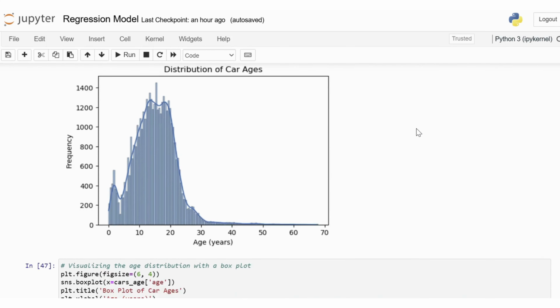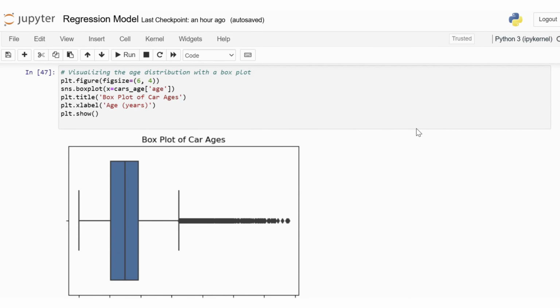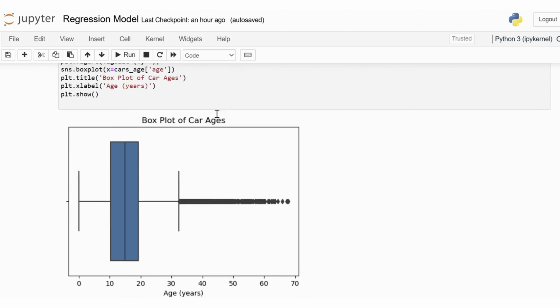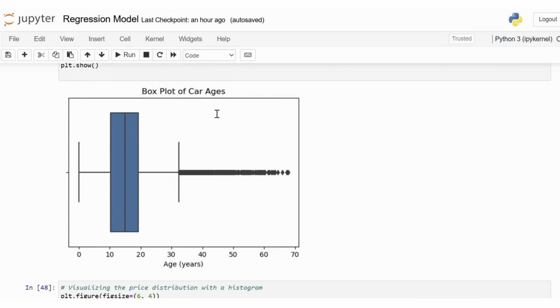Next, let's create a box plot to examine the spread and identify any outliers. This type of plot is useful for visualizing the distribution of a dataset and identifying outliers. In the box plot, the box spans from the 25th percentile to the 75th percentile of the car ages. The line inside the box marks the median age of the cars, which is around 15 years. This means that half of the cars are younger than 15 years, and half are older.